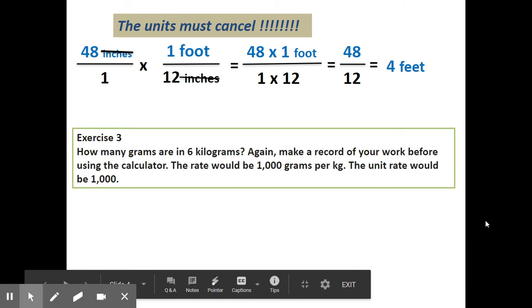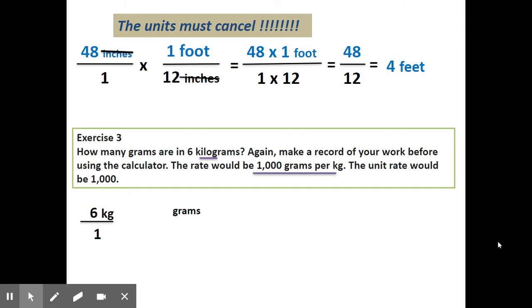Exercise 3 says how many grams are in 6 kilograms? Again, make a record of your work before using a calculator. The rate would be 1,000 grams per kilogram, so the unit rate would be 1,000. So we're changing 6 kilograms to grams. So we first start out with what we know, 6 kilograms. And we're going to move it to grams. So we have to say, what's the connection between grams and kilograms? Well, it told us that we have 1,000 grams per kilogram.